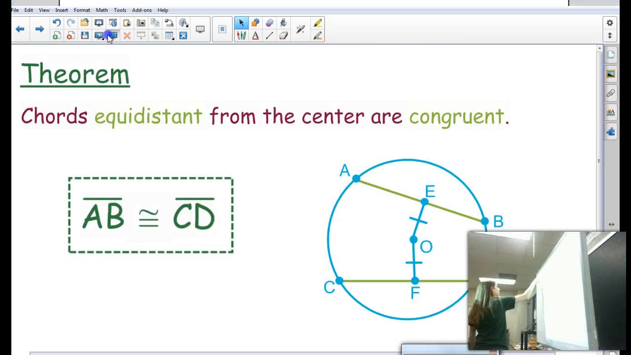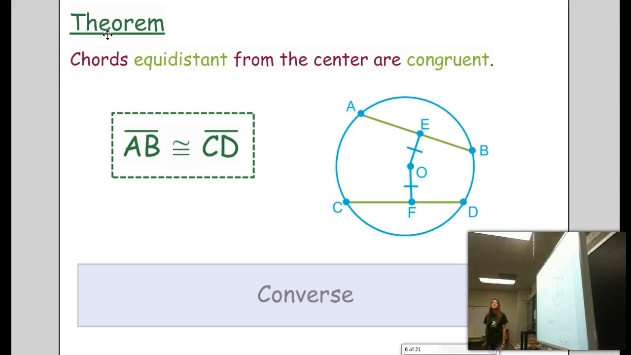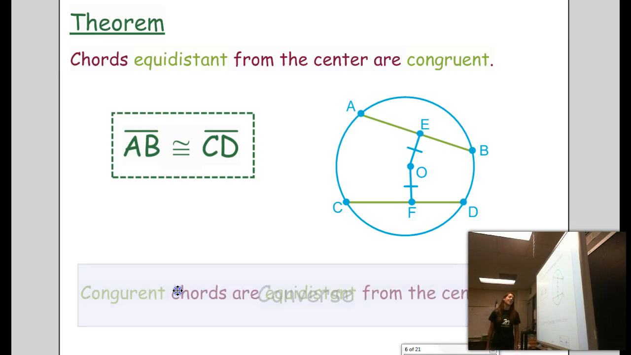Next theorem. Chords equidistant from the center are congruent. Matt, what does equidistant mean? It means equal distance. So if they're congruent, then they're equidistant? Well, let's see if the converse is true. If they're equidistant, then they're congruent. If they're congruent, then they are equidistant.